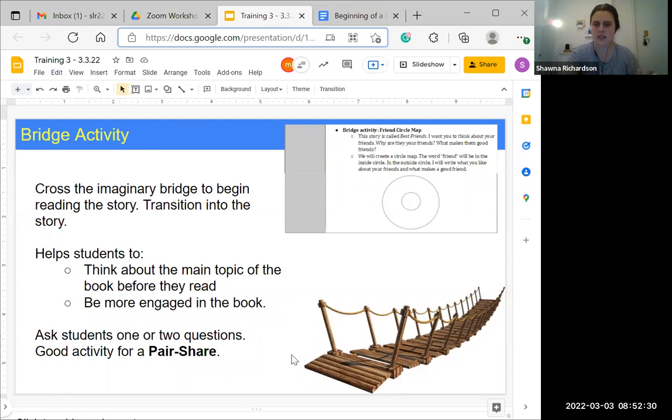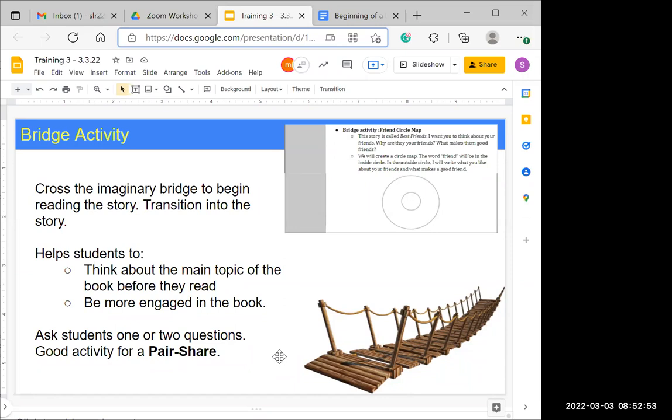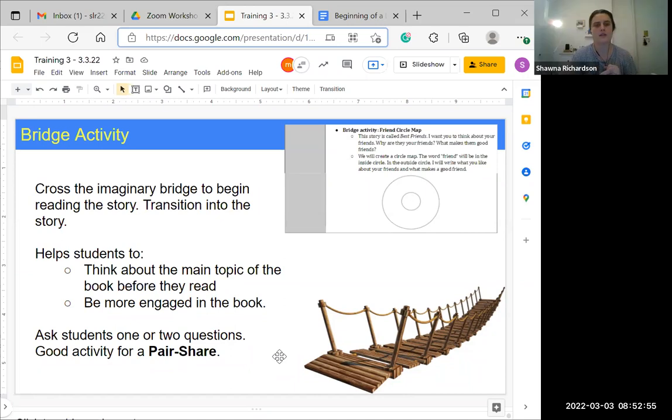Imagine we are standing on one side of a bridge. We just learned some vocabulary. We've practiced the vocabulary. Now we're getting ready to start reading the story. We're getting ready to move to the next part of the lesson and begin reading aloud. Okay? But before we cross the bridge, a bridge activity is a good transition.